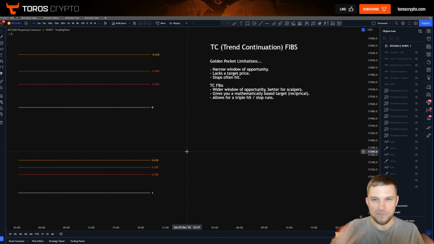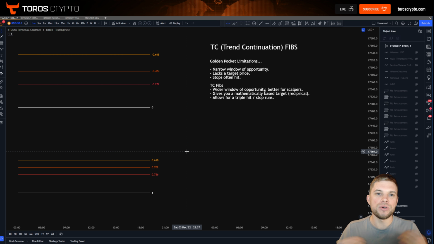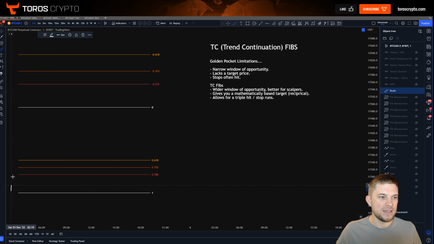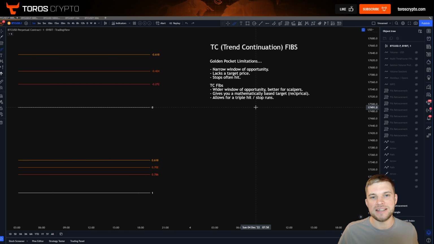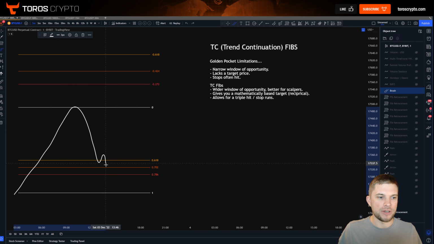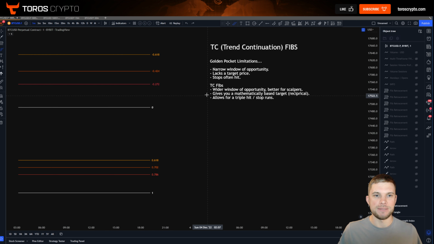You're looking at a very thin window where you're looking for your entries. It also lacks a target price. Generally speaking, with a golden pocket entry, you're literally just looking for it to peek above a previous high. So if you're looking at something like this, let's say you're coming up and you've got your 618 retrace into your golden pocket, at that point your trade's kind of done by the time that it comes up towards those highs. So it lacks a target and it lacks good risk to reward. And so often you see with the golden pocket that you get your entry in the golden pocket, it'll come and stop you out, and then it'll continue off onto your targets. So it does have certain limitations.